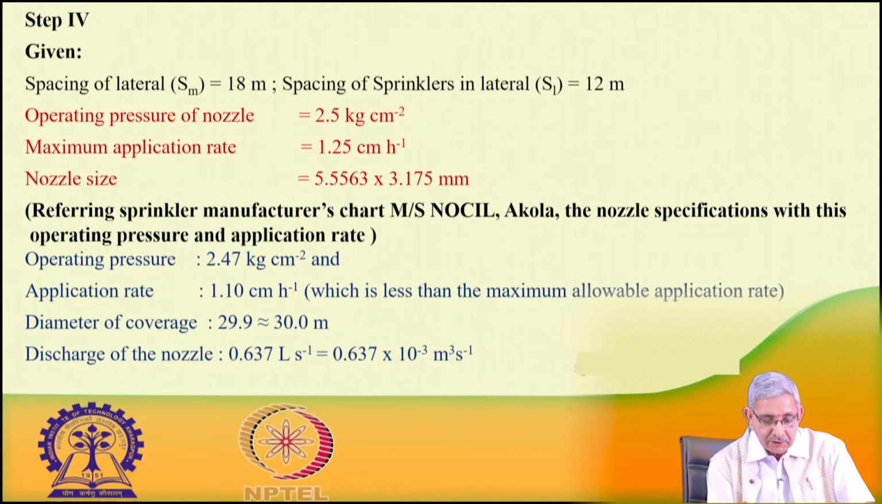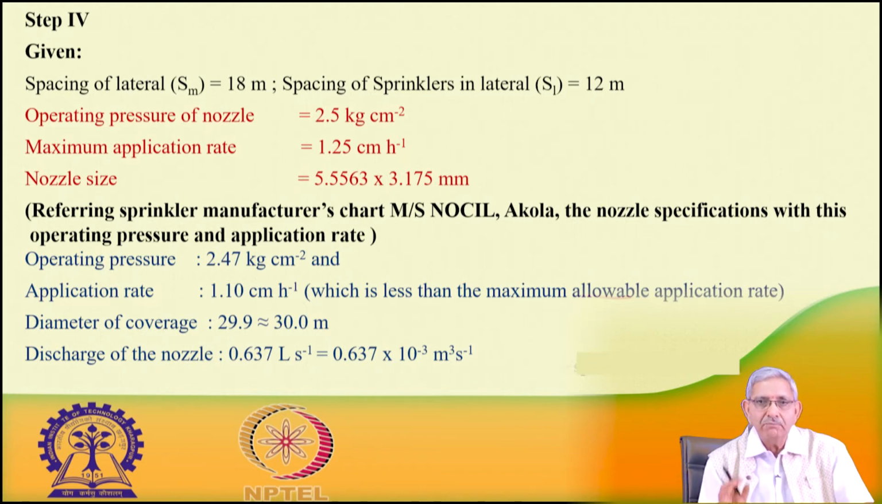These are the data, means we have taken the operating pressure as 1.25 from the chart. We are getting the application rate which is less than the maximum allowable application rate. And the diameter of coverage is about 30 meter, and the discharge of the nozzle, as I just told you, is 0.637 liter per second, which is nothing but 0.637 into 10⁻³ cubic meter per second. This data we have obtained from the chart. Like this, we can use other data which are more appropriate when we work out the problem.